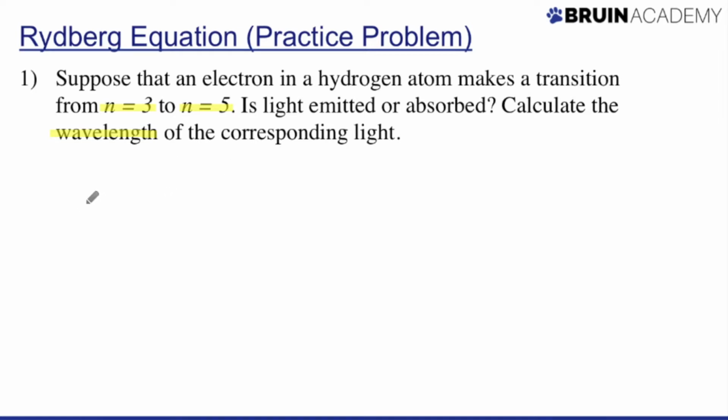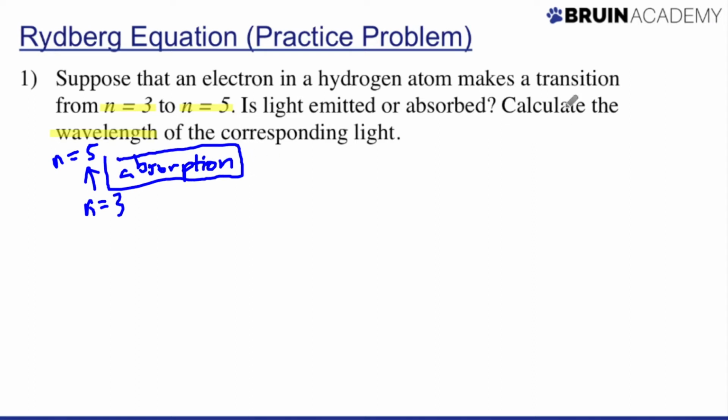Whenever you're going from low to high, so your n equals 3 up to n equals 5, that will require the absorption of light. So light must be absorbed, and then they ask us to calculate the wavelength of the corresponding light. This is a clear example of a Rydberg equation. This is an example of a problem you can see on your midterm. The moment you see transition levels between n equals 3 to n equals anything else, that's a giveaway that it's going to be Rydberg.